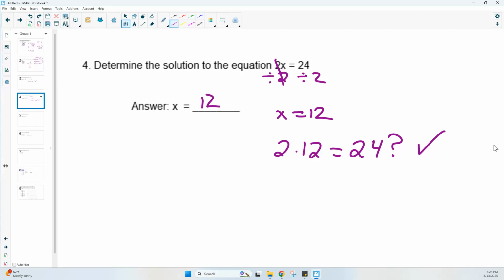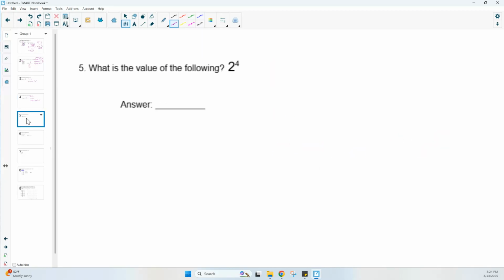All right, let's move on to number 5. What is the value of 2 to the 4th power? So in order to do an exponent, we know that an exponent is the base multiplied by itself the number of times the exponent says.